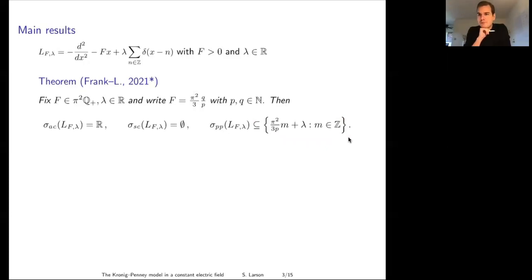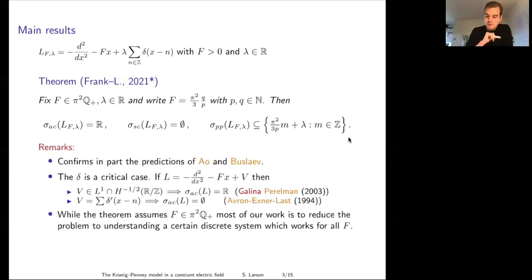But so far, we don't really know what happens at these points. I do know that there are situations where we don't have eigenvalues on some of them. I would be surprised if there are actually no eigenvalues. At the moment, at least, I think that most of these guys are eigenvalues. Okay, so a few remarks. This confirms in part the predictions of Au and Buslaev in the rational case. This is what they expected there, as far as I can understand, at least.